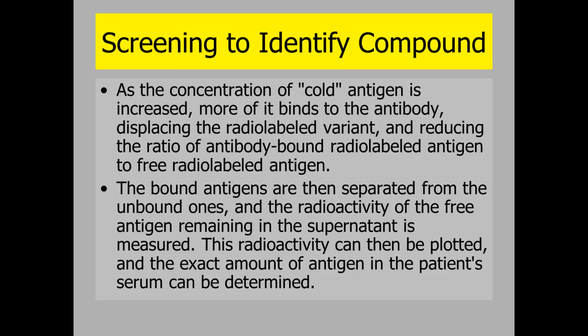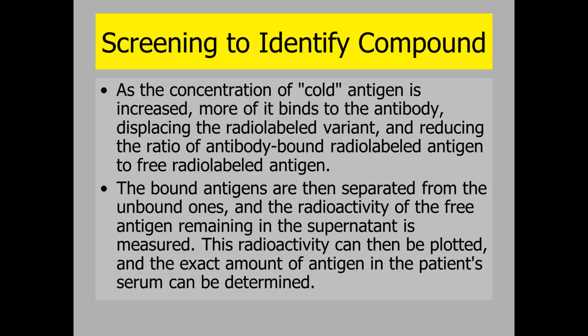And the bound antigen then is separated from the unbound one, and the radioactivity of the free antigen remains in the supernatant. So for example, you can fix the protein that's bound onto a glass fiber filter and wash away all the unbound radioactivity, and then put it in an instrument that counts how much radioactivity is present.